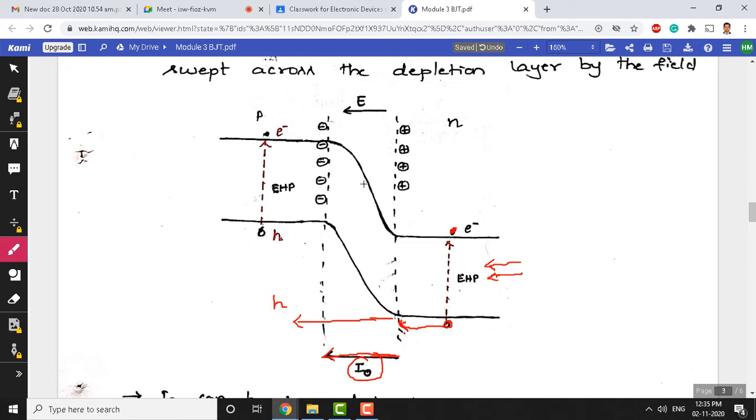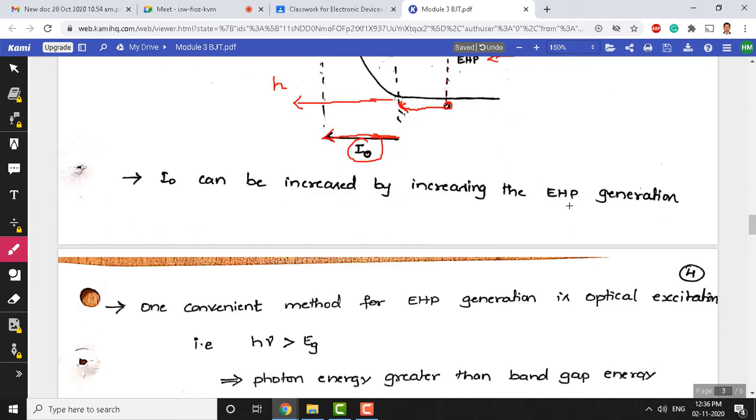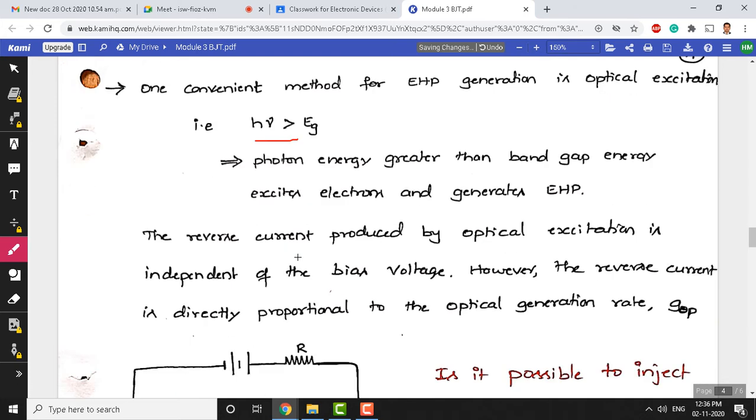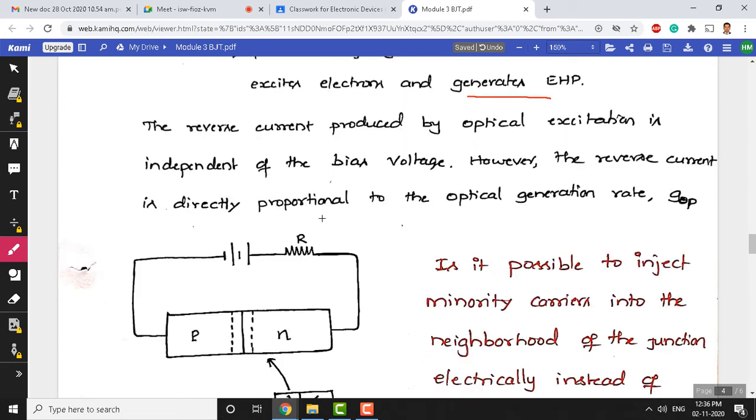The field here is only responsible for the movement within this depletion region, but EHP generation matters a lot. The photon is responsible for the creation of EHPs. I naught can be increased by increasing the EHP generation, that we have already seen. One convenient method of EHP generation is optical excitation, where you need to make h into mu greater than EG. If the photonic energy is greater than the band gap energy, it excites electrons and generates electron hole pairs. The reverse current produced by the optical excitation is independent of the bias voltage, we have seen this. However, the reverse current is directly proportional to the optical generation rate G OP. We have seen this also in the characteristics.